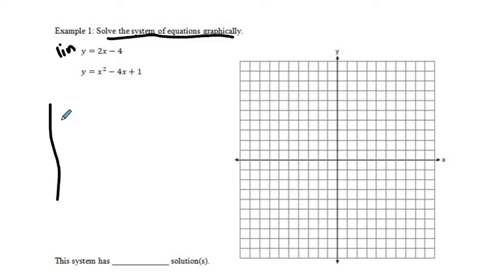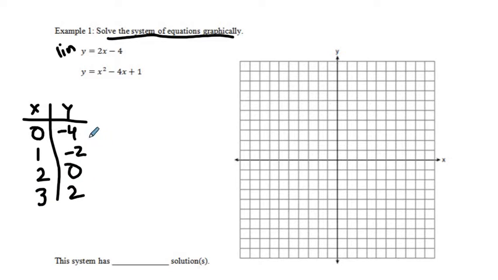We can go ahead and create our table of values. Let's start with 0 for x. When x is 0, y is negative 4. When x is 1, y is going to be negative 2. When x is 2, y is going to be 0. When x is 3, y is going to be positive 2. We can see this is a linear equation, so this follows the pattern of just adding 2 every time we add 1 to x. Easy to fill out those values.